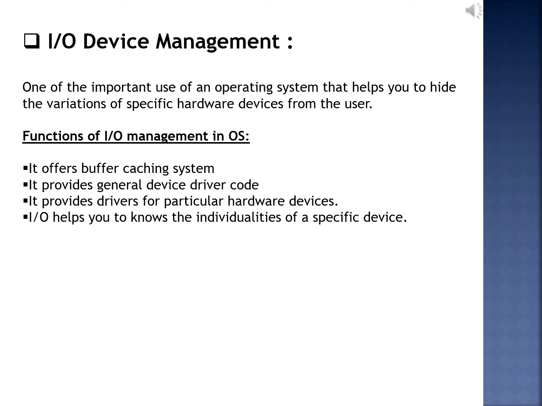Next comes input-output device management. One of the purposes of an operating system is to hide the peculiarities of specific hardware devices from the user. For example, in Unix, the peculiarities of input-output devices are hidden from the bulk of the operating system itself by the input-output system. It also helps you to hide the variations of specific hardware devices from you, the user.